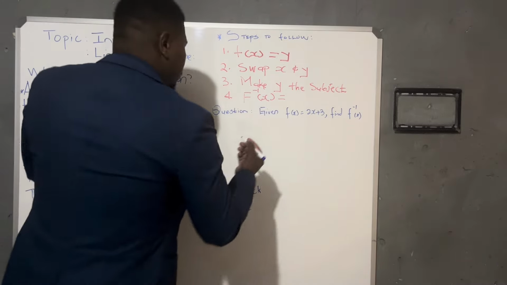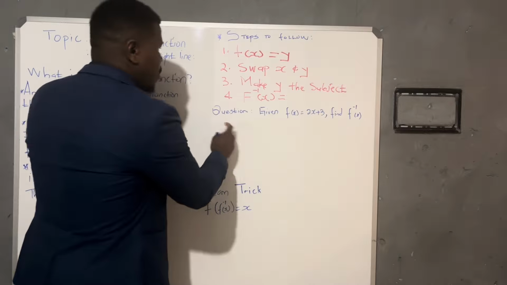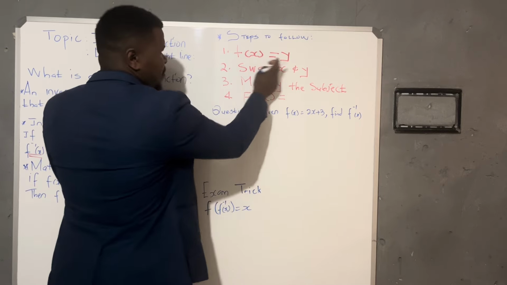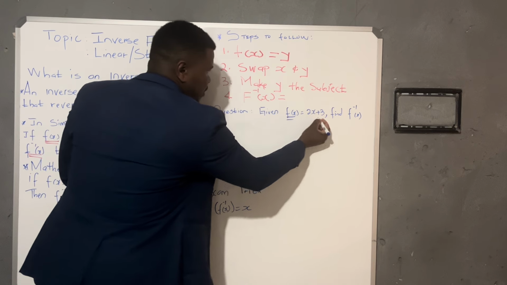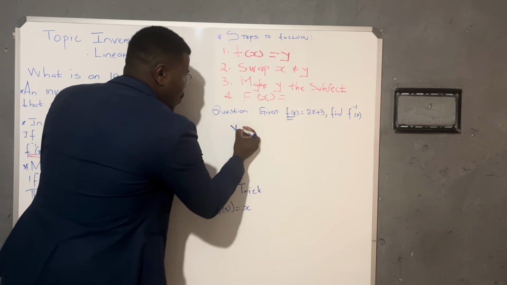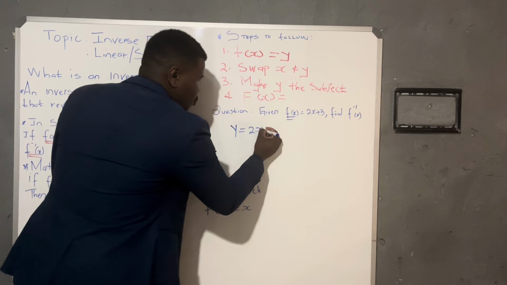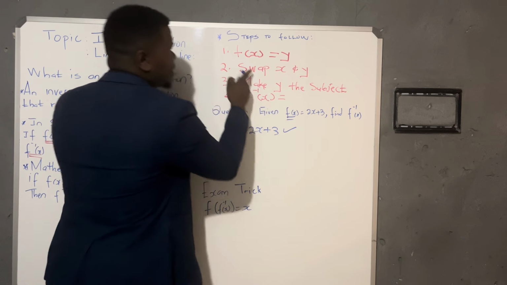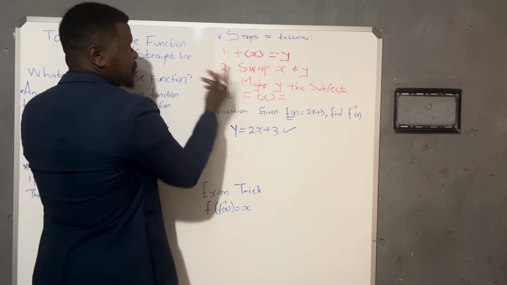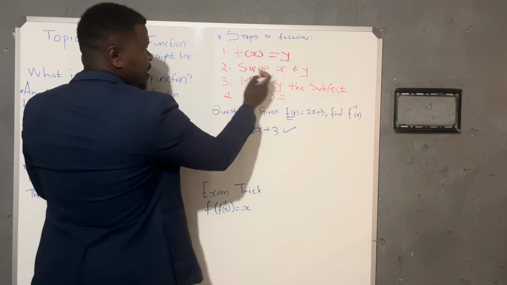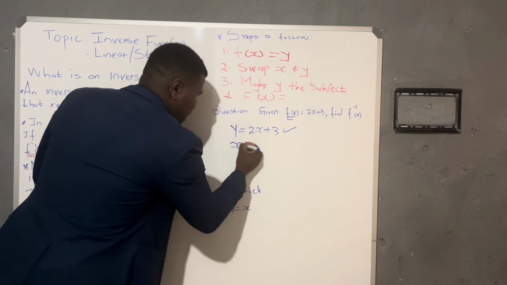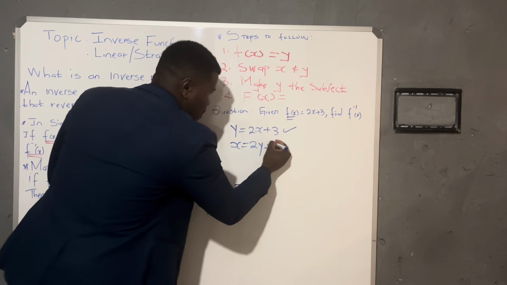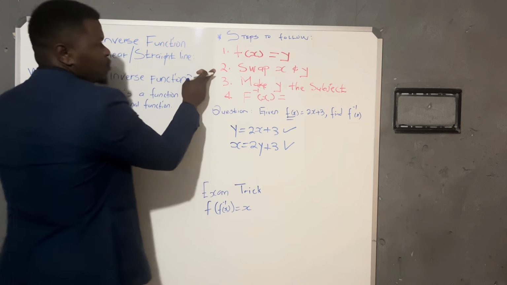Now, let's come to the real thing. We said, let's write f of x in terms of y. So I'm having f of x, which is 2x plus 3. So that will be y equals 2x plus 3. That is the first step. What is the second step? Let's swap. Let x become y or y become x. So here my y is going to be x. That was step number 2.